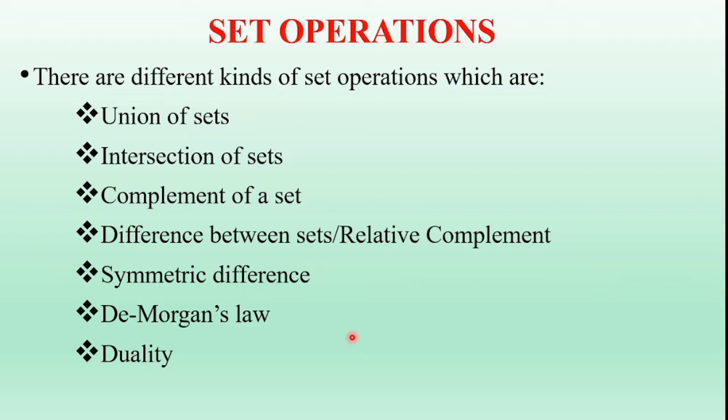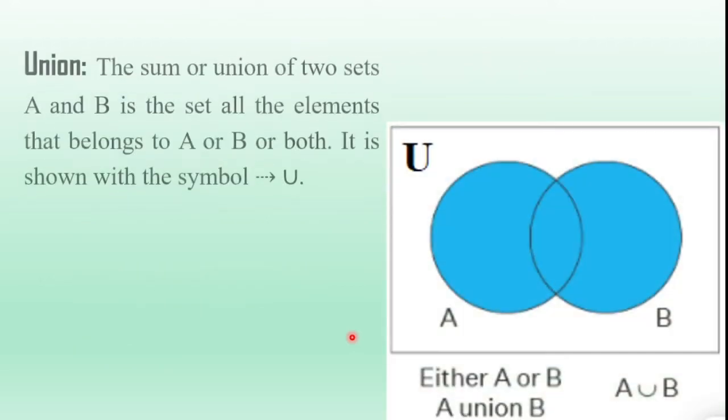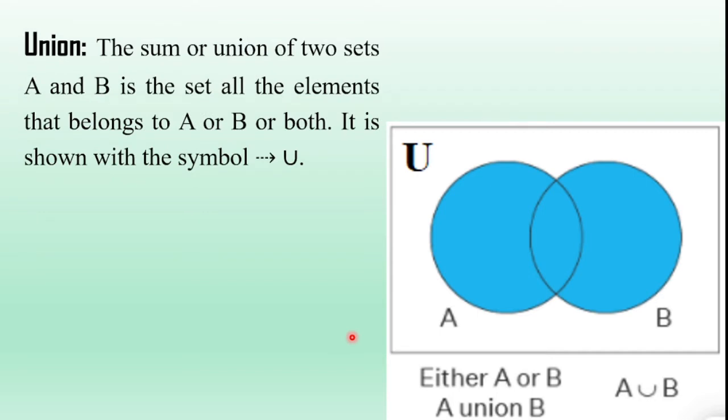So first we are going to discuss union of sets, what is union of sets and how to represent union of the sets symbolically. So, union of the set. The sum or union of two sets, capital A and capital B, is the set of all the elements that belong to capital A or capital B or both. So here capital A and capital B are the two sets, and the union of the two sets is the set of all the elements that belong to set A or set B or both the sets.